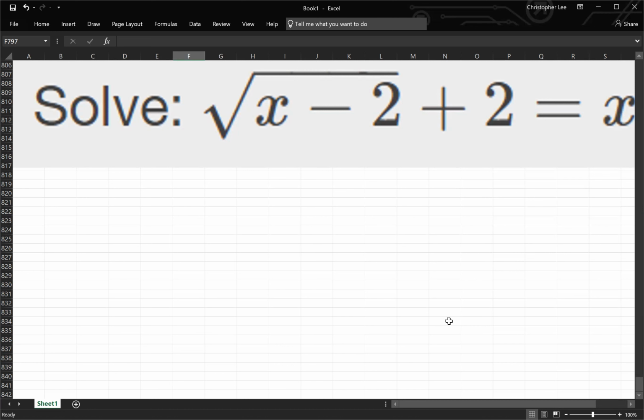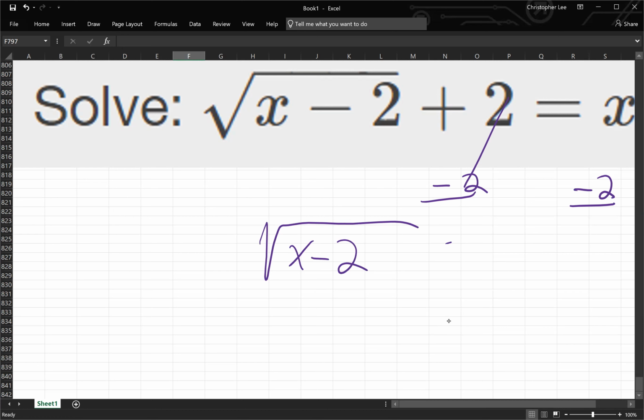All right, so let's look at this. I have the square root of x minus 2, plus 2, is equal to x. What do I do? Subtract 2. What I do to one side, I do to the other. So I have the square root of x minus 2 is equal to x minus 2. What do I do after that?